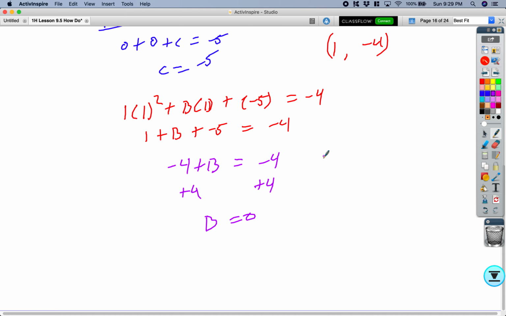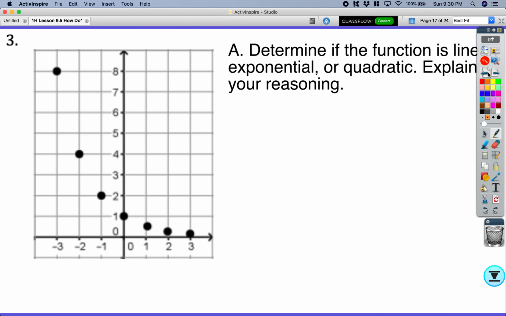So when I plug in all my values, I'm going to have 1x squared plus 0x minus 5 equals y. And all that simplifies to x squared minus 5 equals y. So that is my explicit formula. Okay, so next let's go ahead and look at other representations if we have any. I think that's all we got there.